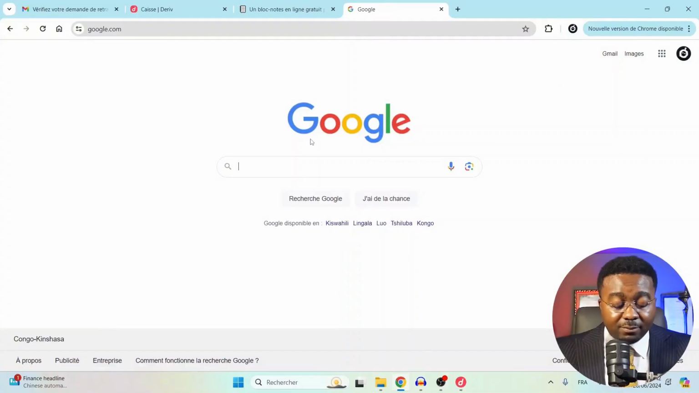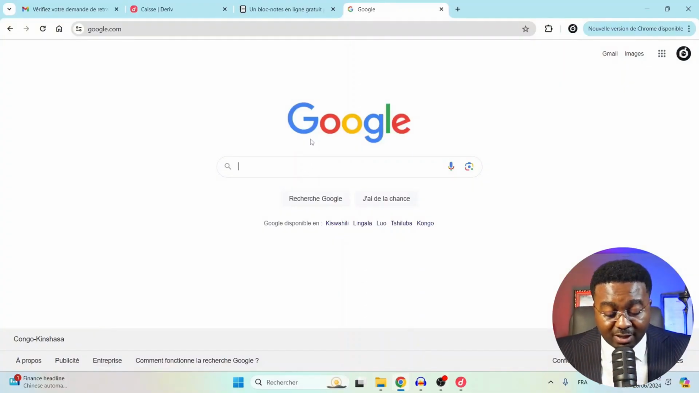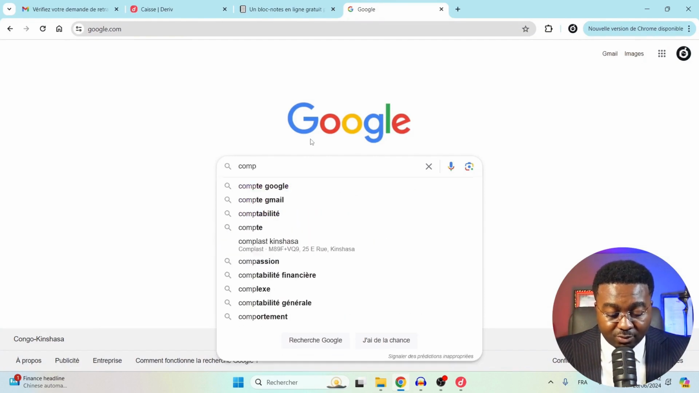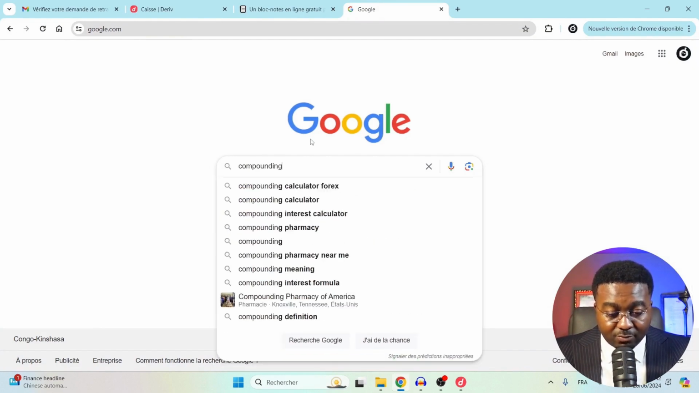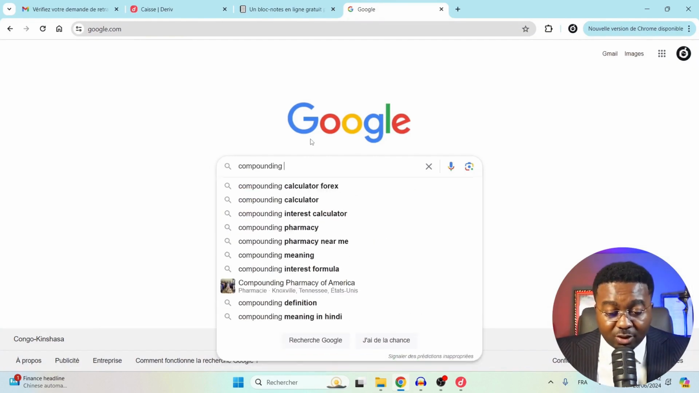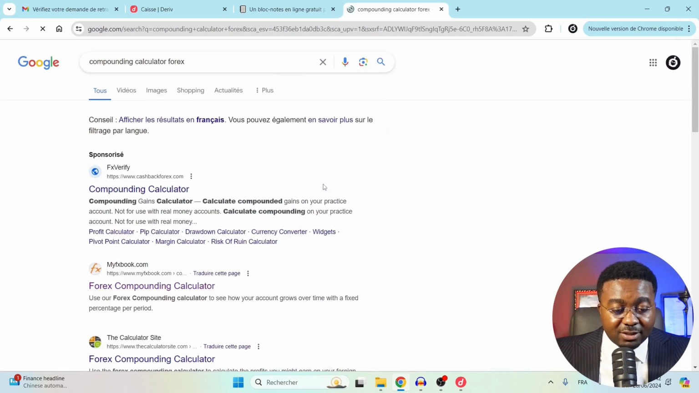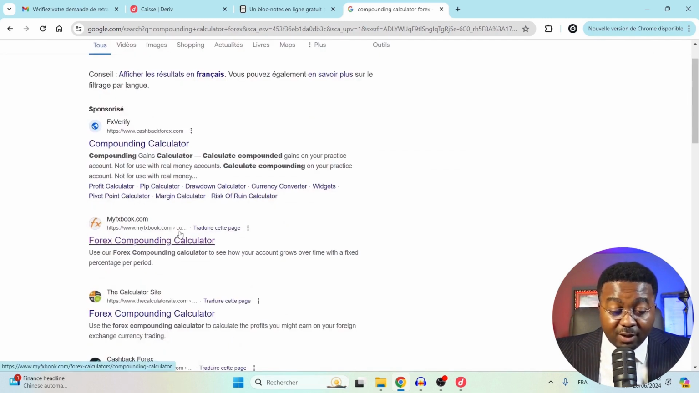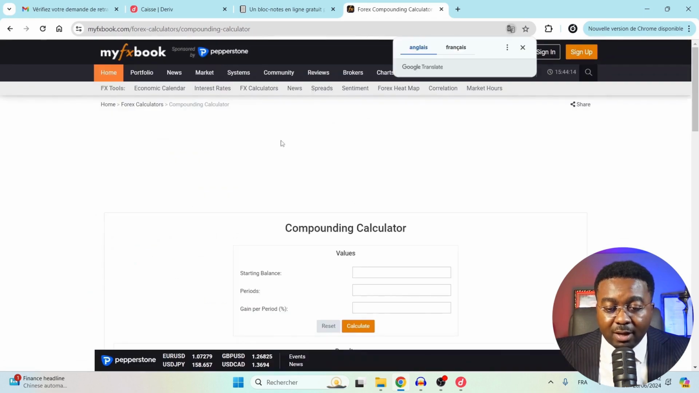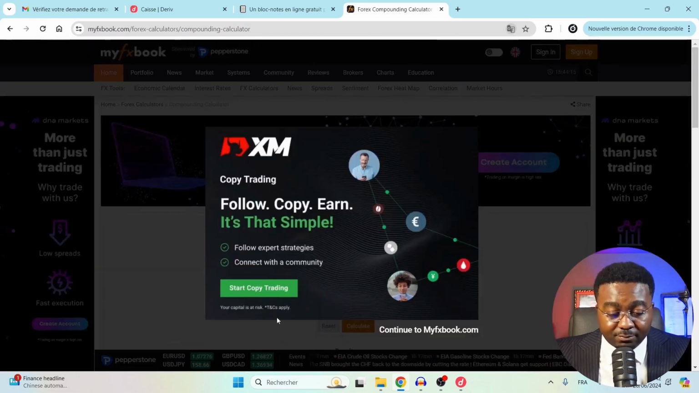To learn more in detail, we will go to Google and type in compounding calculator Forex. So that's the compounding calculator Forex. You click and choose the one from MyFXBook. It's easier. We will click on it, and what will happen? Click on continue. It's the ad. We have our account of $100, and we will trade over a period of 30 days.